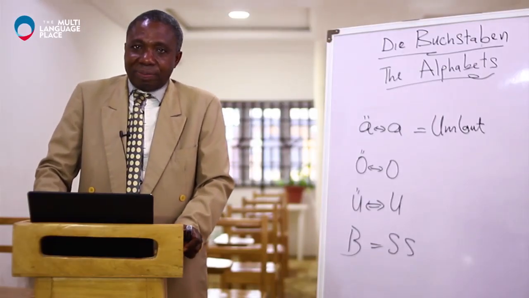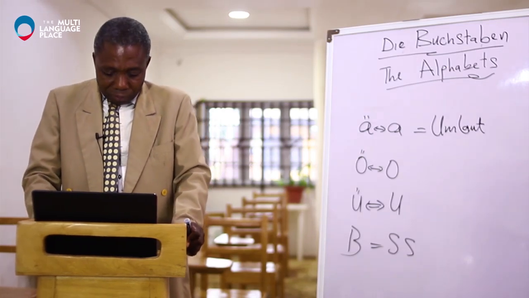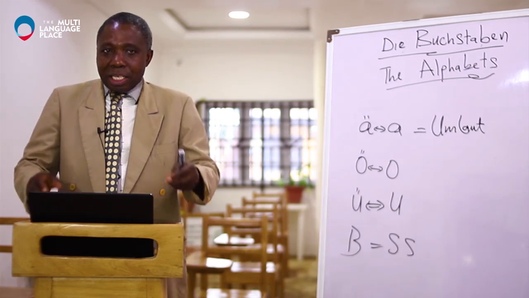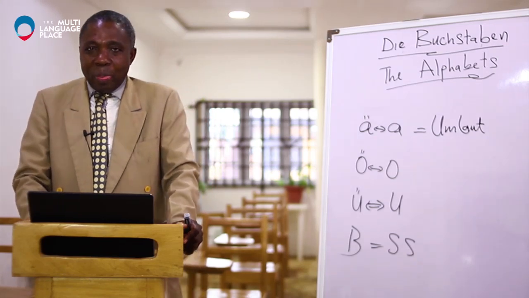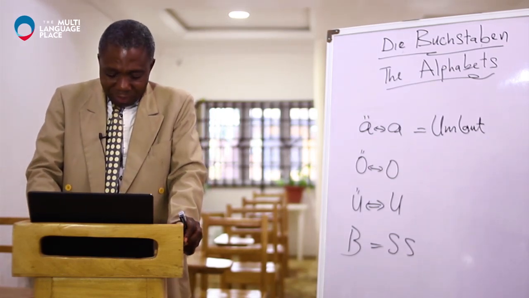And then the next one is E. Yot. And the next one is Ka. I expect you to pronounce after me as I'm pronouncing. Ka. L. M. N. O. P. Co. Co. I hope you are pronouncing after me.